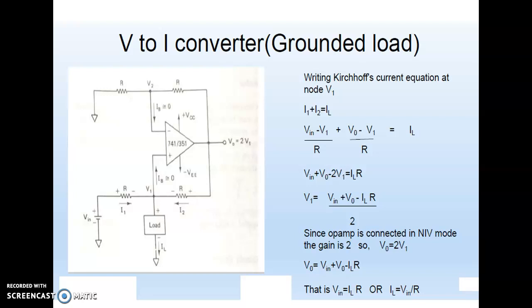As I already told, the V2I converter is a circuit which produces an output current proportional to its input voltage. The voltage to current converters can be classified in two categories depending on the position of the load, that we have seen: the V2I converter with floating load and the V2I converter with grounded load.